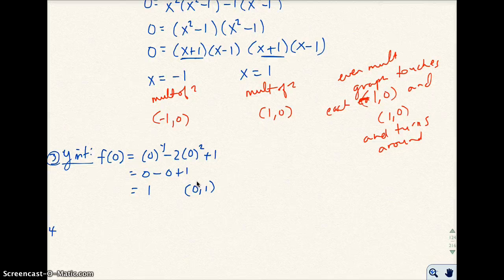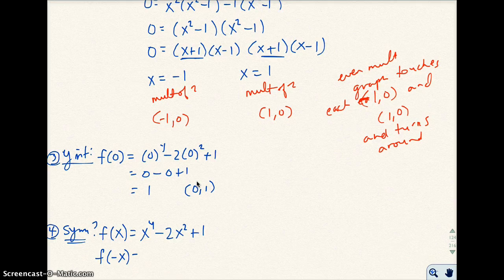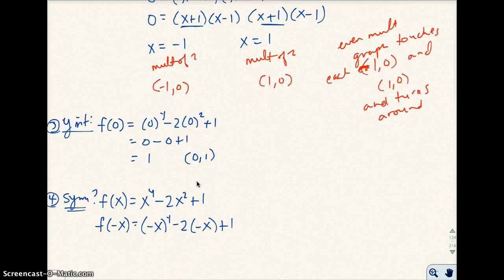Okay. And do we have any symmetry? So I'm going to plug in the negative x for the function. Let's write our original function down: f of x equals x to the 4th minus 2x squared plus 1. When I put in the negative x, what happens? I get x to the 4th plus 2x plus 1.